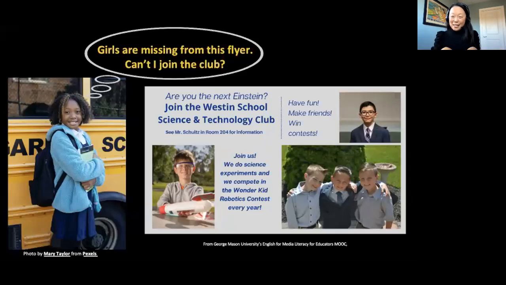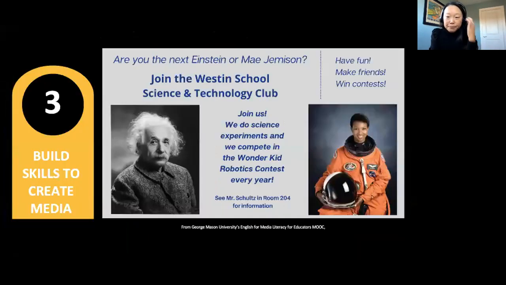So after receiving this feedback, the boys who created the flyer realized they were sending an unintentional message based on the photos they chose, because without thinking about it, they just put photos of last year's club members who happened to all be boys. A bit problematic, right, in terms of inclusion. So they changed it. The boys decided to change the design of their flyer to include photos of famous scientists, both female and male. So, are you the next Einstein or Mae Jemison? Join the Weston School Science and Technology Club.